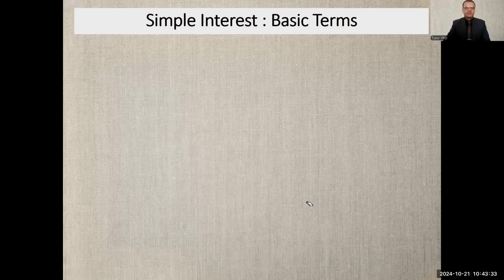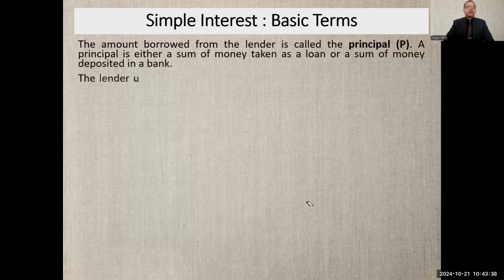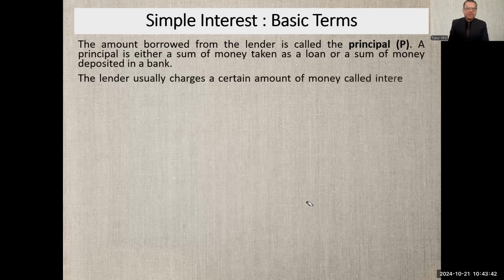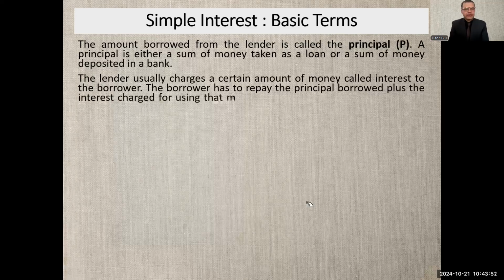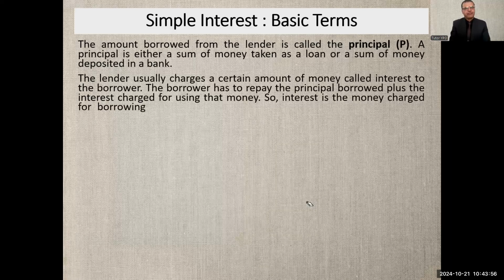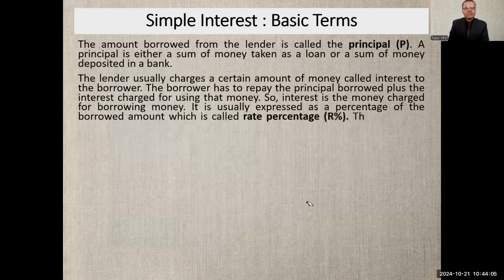Simple interest. The basic terms. The amount borrowed from the lender is called the principal, P. A principal is either a sum of money taken as a loan or a sum of money deposited in a bank. If we borrow some amount from somebody, that sum is called principal. Or the sum of money we deposit in a bank is called principal.